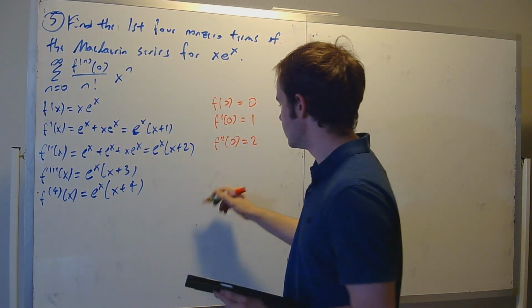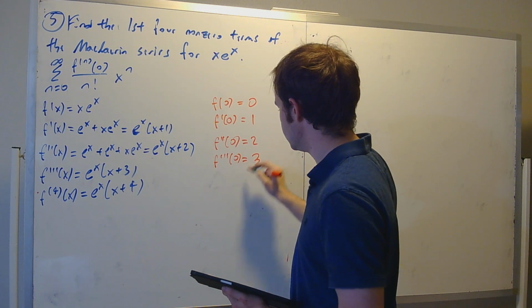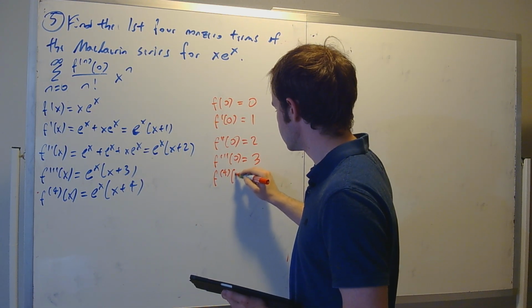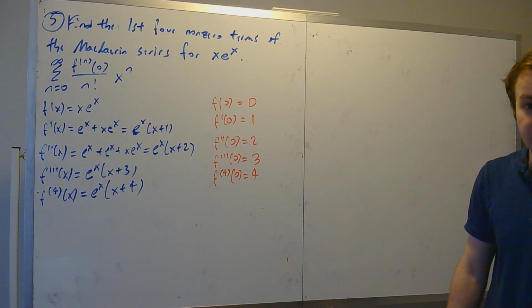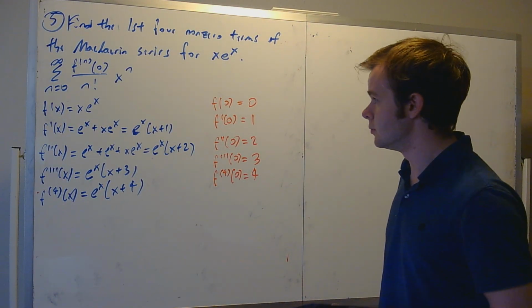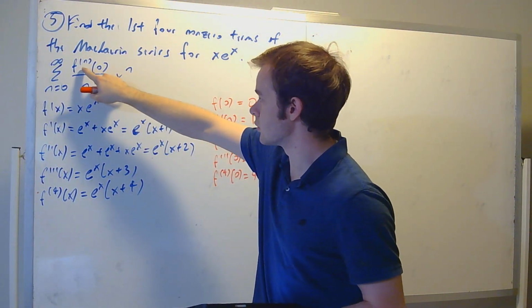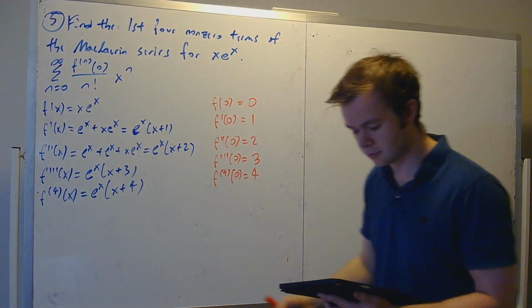Here, if we plug in 0, we're going to get 3. Here, if we plug in 0, we're going to get 4, right? So if we're looking for the non-zero terms, well, certainly if we plug in n equals 0, then we're going to get 0 for this term, so we get rid of that. But then we look at the next terms after that.